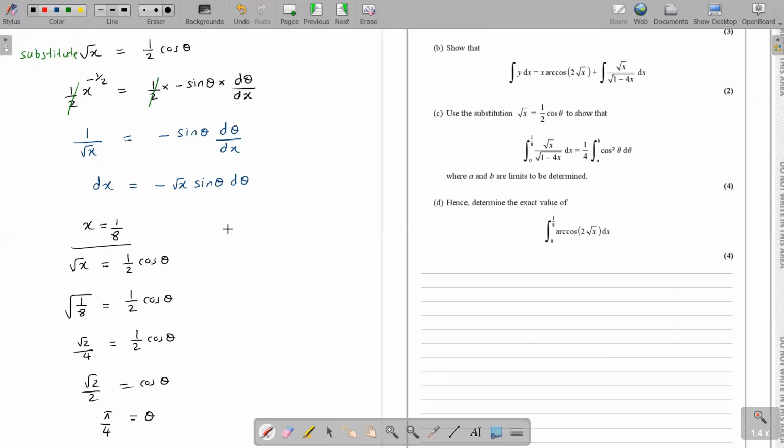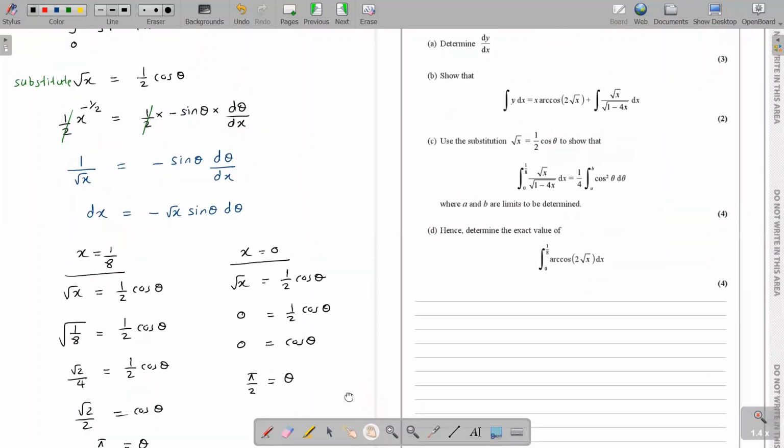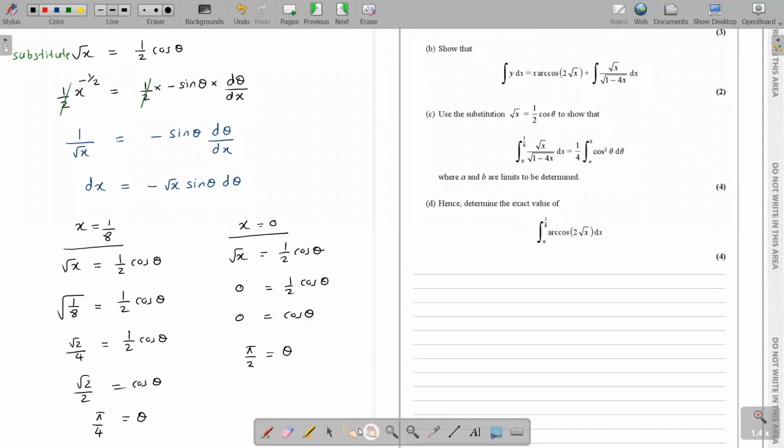The other limit, that's the upper limit. This is the upper limit. The lower limit is x equals 0. So root x equals half cos theta. When you replace x with 0, half into 0 is 0, equals cos theta. Cos inverse of 0 is pi over 2. So basically your lower limit is going to be pi over 2. Okay, the lower limit is pi over 2. Shall we substitute everything into the sum now? Okay, so let's substitute everything. What's the sum?